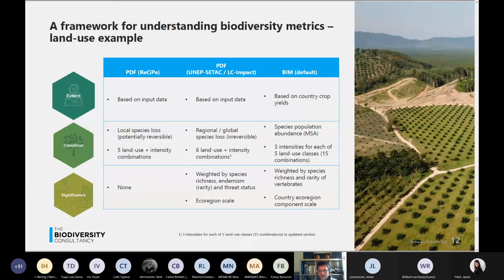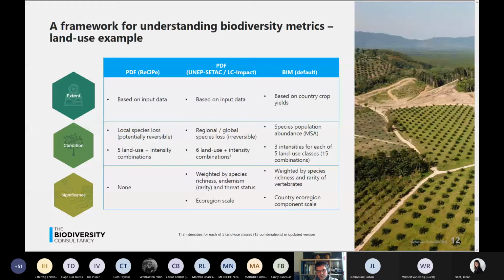The biodiversity impact metric provides some information on average country crop yields. So if you know which crop and which country, it takes you already part of the way. It's already packaged up some of that information. For condition, the first is looking at local species loss, which may be reversible, and it's got five combinations of land use and intensity. The second is looking at a different aspect of species loss, where it's regional or global, so basically irreversible species loss, with a few more combinations of land use and intensity.